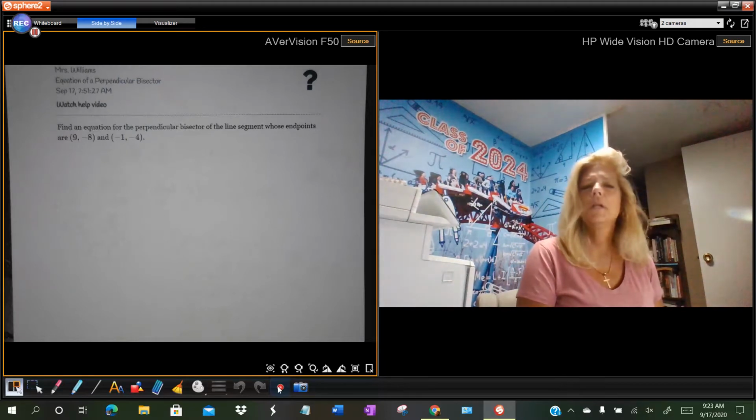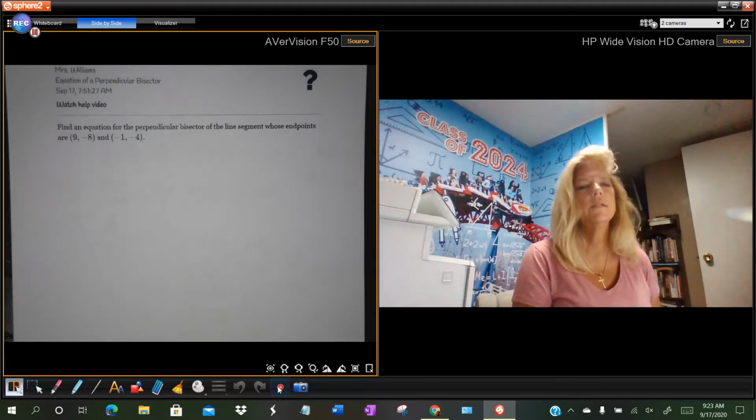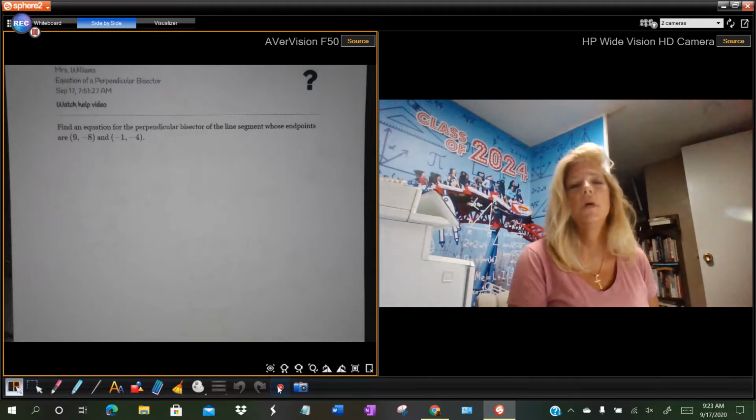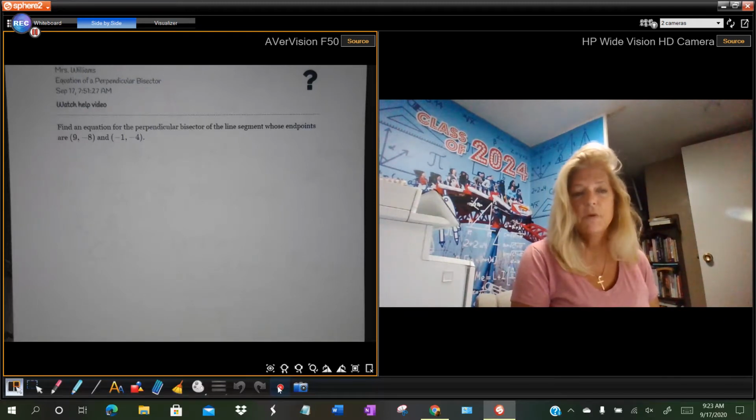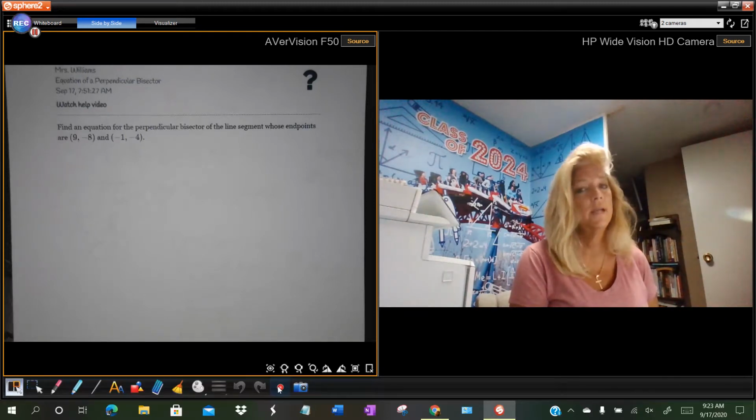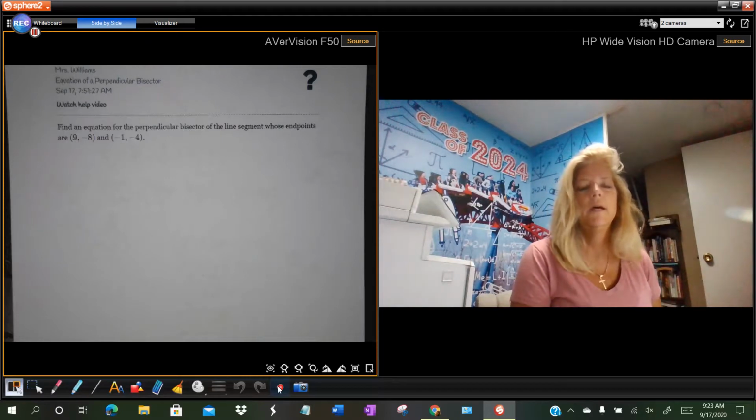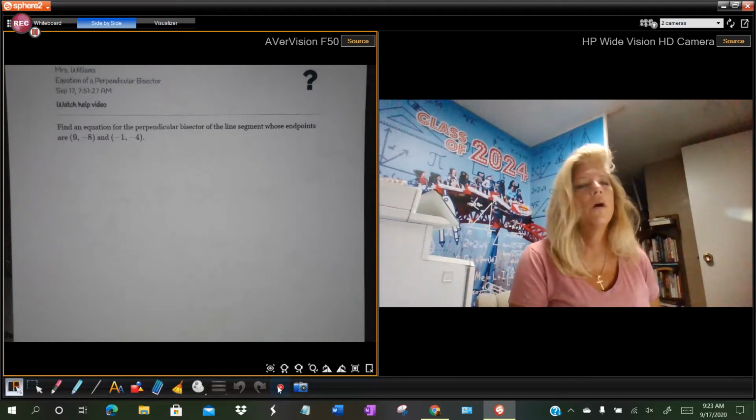I did this problem in class today, but I wanted to take a second to go over it again so that you could see it a second or third time if you'd like. It's not a hard problem, it's a tedious problem. You have to go through step 1, step 2, step 3.